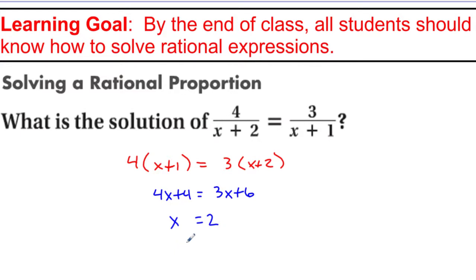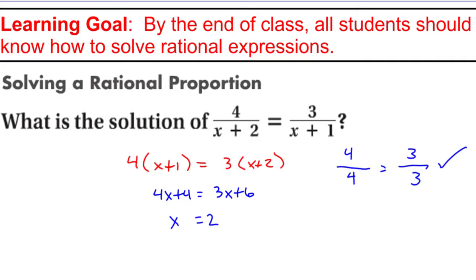So let's just check and make sure that actually makes sense. I'm going to go back up to my original problem, and I'm going to plug in a 2. This says 4 over 2 plus 2. Well, 2 plus 2 is 4. And the other side says 3 over, well, when I plug in a 2 here, I get 2 plus 1, which is 3. And if you take a look, 4 over 4 is 1. 3 over 3 is 1. So this checks out, right? Our answer, 2, made the proportion a true statement. And so that's what we're trying to get at.